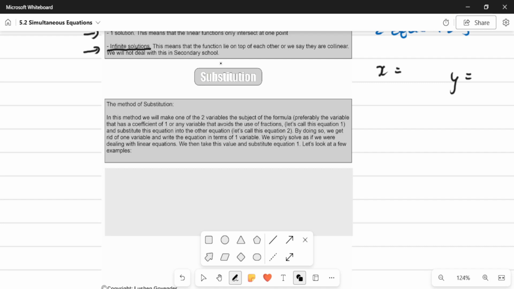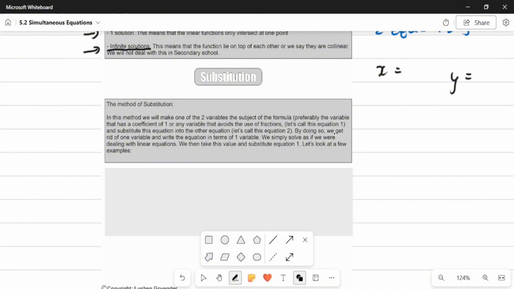Let's talk about the first one. This is again a method. It's a technique. Learn the technique so that you are able to solve the questions. The method of substitution. In this method, we will make one of the two variables the subject of the formula, preferably the variable that has a coefficient of 1 or any variable that avoids the use of fractions. I will talk about this in detail when we start working with examples.